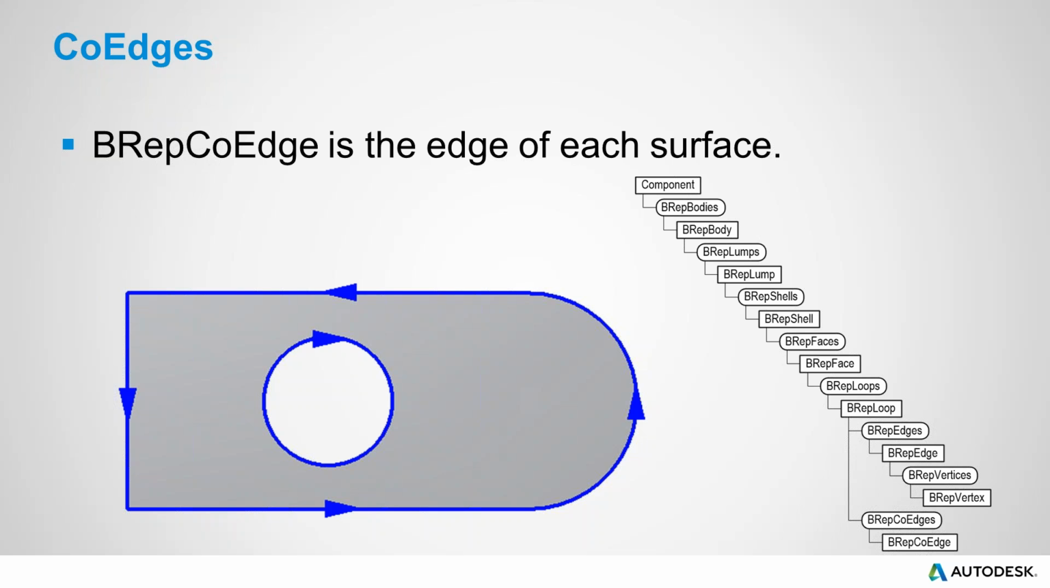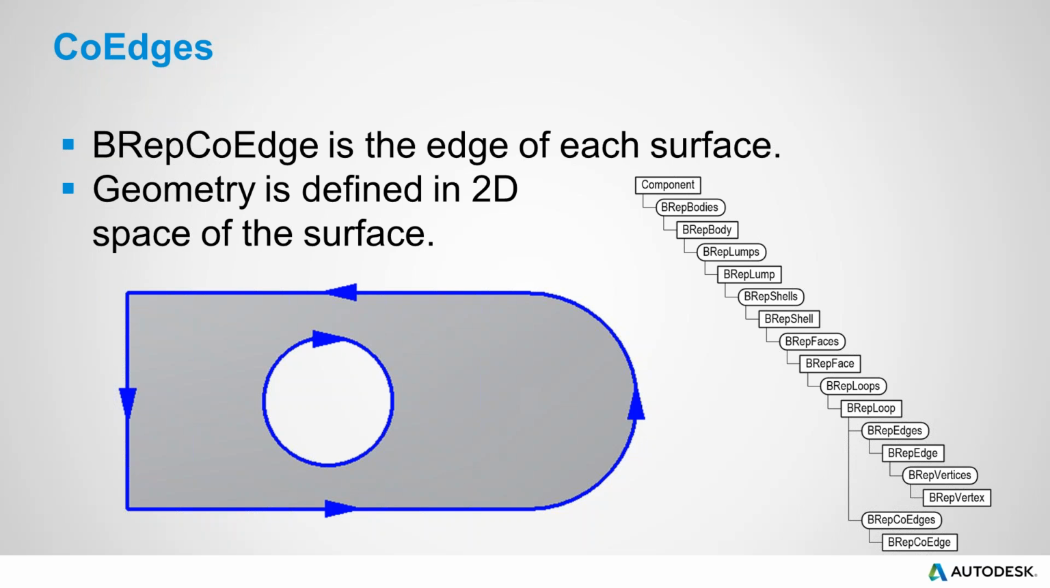Another thing that's a little strange about CoEdges is they're defined in 2D space. So if I got one of those lines that we can see that would be a CoEdge, that would be a 2D line, and the coordinates are defined in the 2D space of the surface, which I'll talk about some more in just a second.